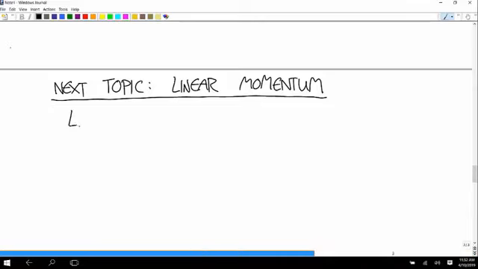And linear momentum is going to, okay, this is going to be a pain, so get ready. We're going to denote linear momentum as a lowercase p vector. Okay, we've already used a lowercase p vector, and so you're going to have to differentiate whether you're talking about momentum or position just based on the context of the problem. Okay, I wish we had more letters in the alphabet, but we don't.